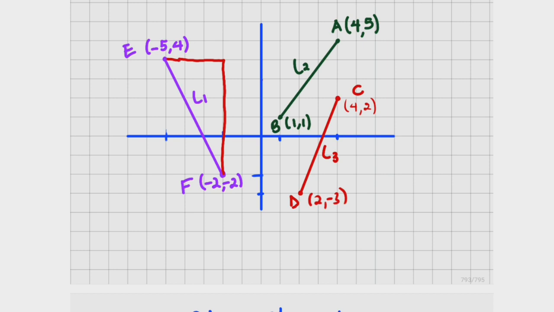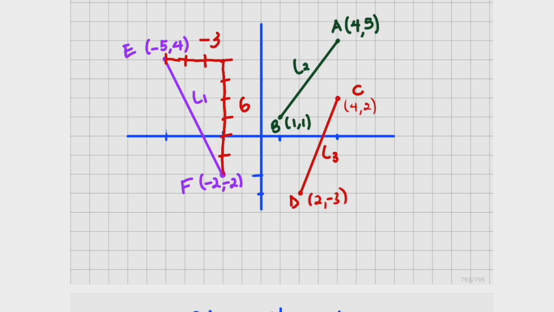Rise here is the change in Y. So you count the changes: 1, 2, 3, 4, 5, 6. So the change in Y is 6. What about change in X? We have 1, 2, 3. Since we are moving to the left, we have negative 3.